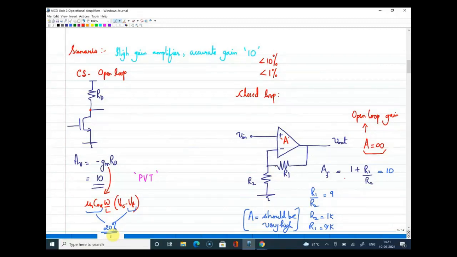And we realized that if you go for a closed loop implementation, keeping a very high open loop gain op-amp as the core, the chances are that it will give you an accurate gain compared to an open loop implementation, because of the variations we mentioned in terms of process, voltage and temperature.